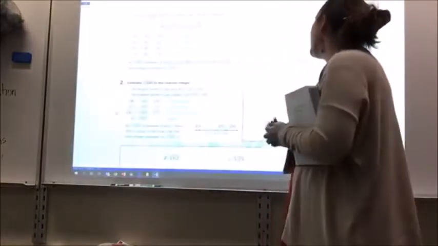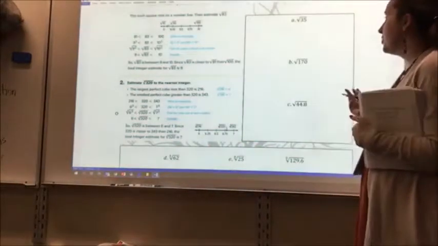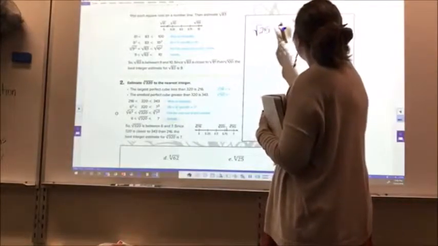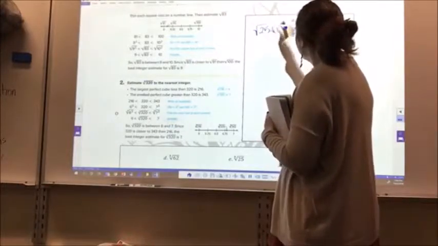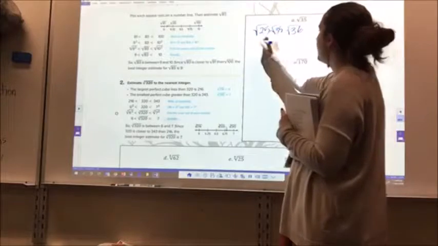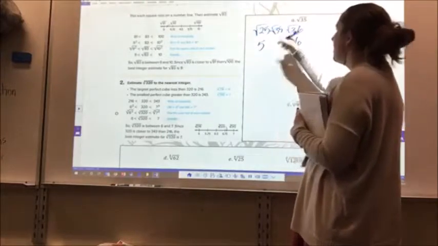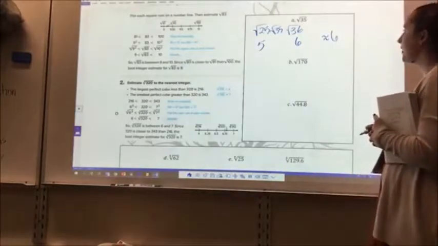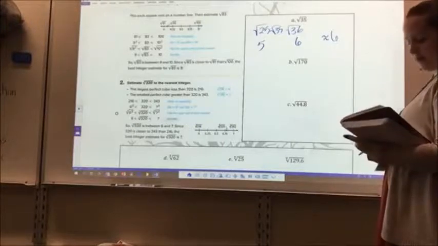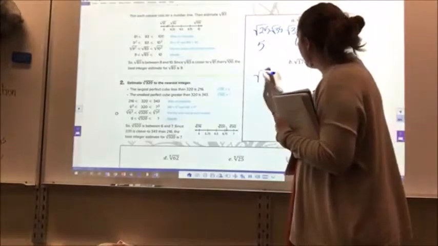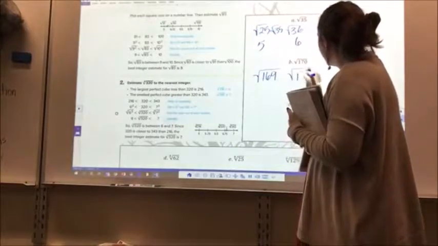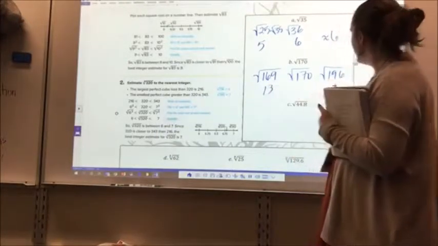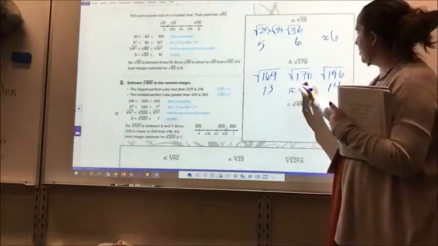So for letter A, I have the square root of 35. Now the square root of 35 is somewhere between the square root of 25 and the square root of 36. Square root of 25 I know is 5, and the square root of 36 is 6. 35 is closer to 36, so it's going to be approximately 6. Okay. Square root of 170 for letter B. That's between the square root of 169, square root of 170, and the square root of 196. Well, this is 13, this is 14, so this one's going to be closer to 13.